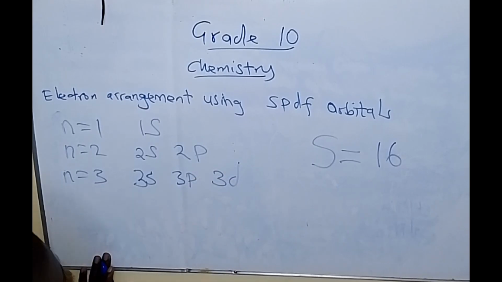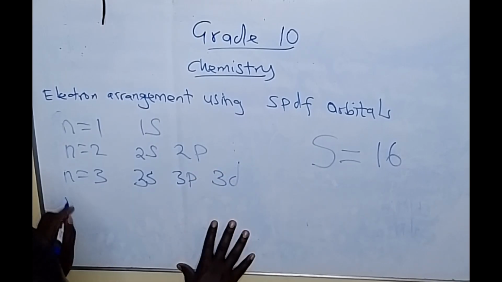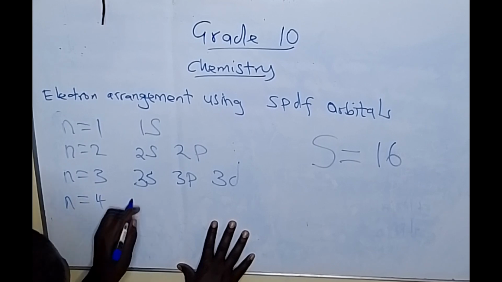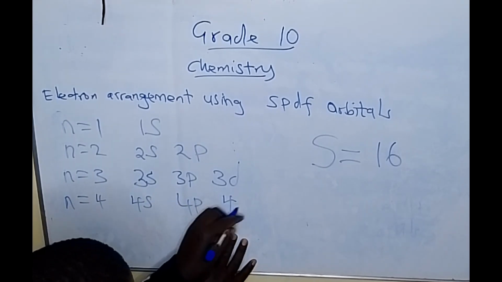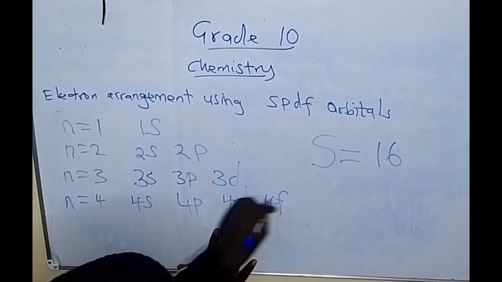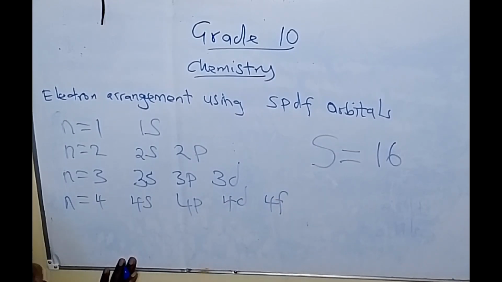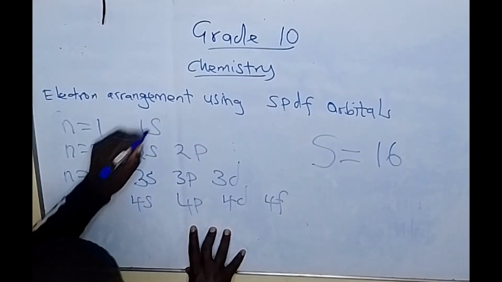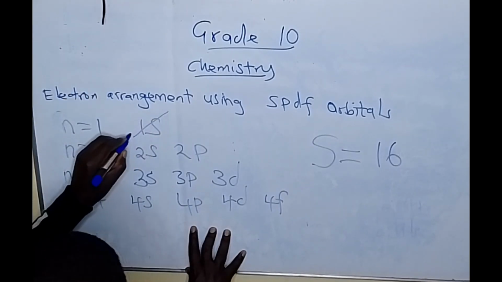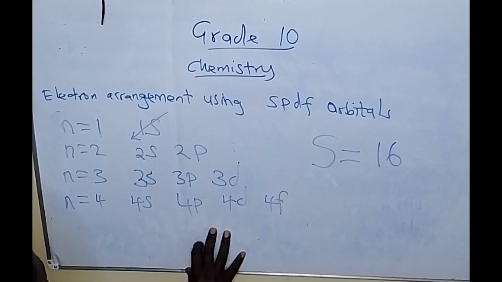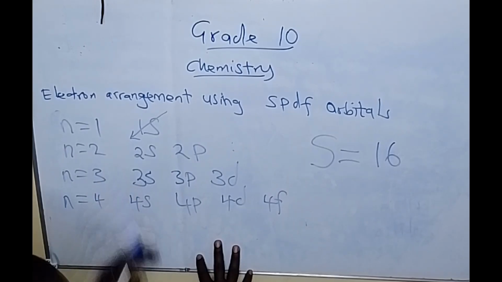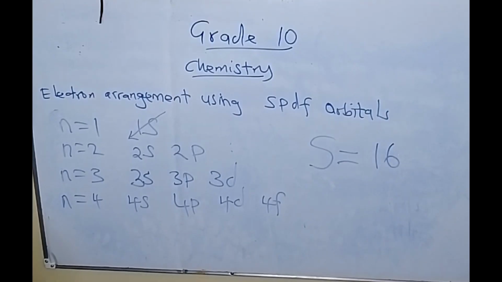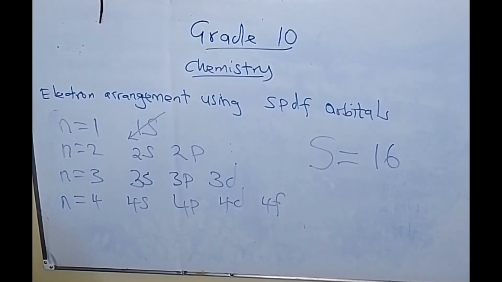Let me leave at that point. Or we can also have, when n is equal to 4, 4s, 4p, 4d, and 4f. But we are not at that level, we are only concentrating on the first 20 elements. So when filling, you start with 1s first, the first orbital, 1s, because s can accommodate a maximum of 2.